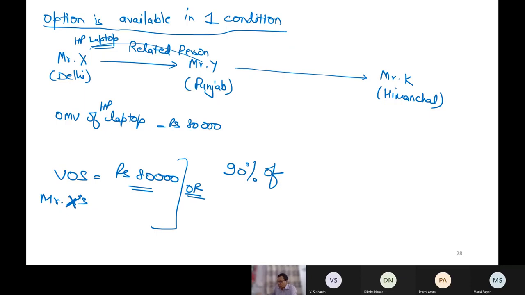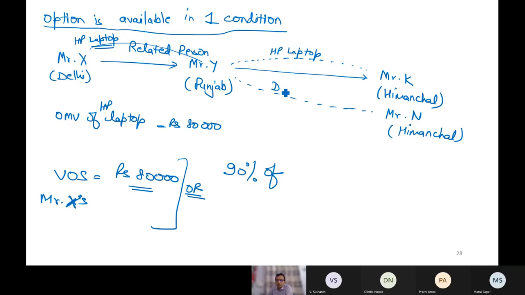He is selling Dell laptops also. Now this Punjab person has so many customers. Mr. K is the customer. He wants to sell this HP laptop to Mr. K. There is another customer also, Mr. N, who is in Himachal. And Mr. N says, give me Dell laptop.